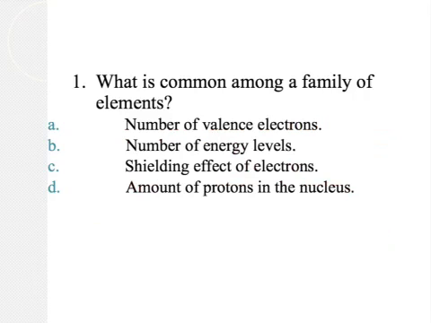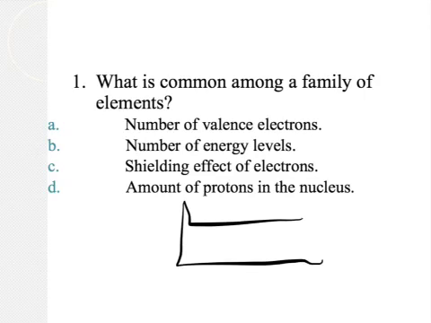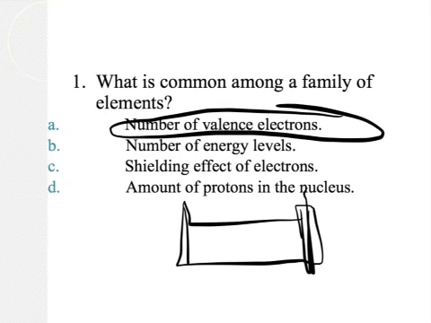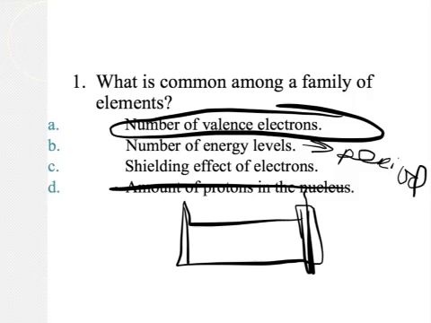Well, a family, if this was your periodic table, rough sketch, a family goes up and down, okay? And they have the number of valence electrons in common. The number of energy levels is the period. They can't have the same number of protons in the nucleus because that would mean it was the same element, and they can't. The shielding effect is not the correct answer. So, correct answer, what is common among a family of elements? It's the number of valence electrons.